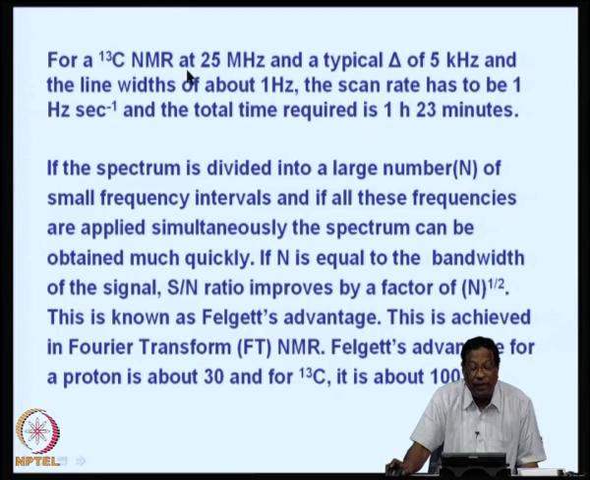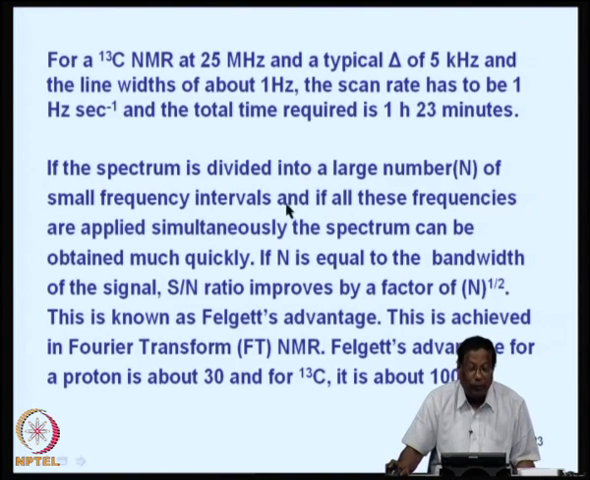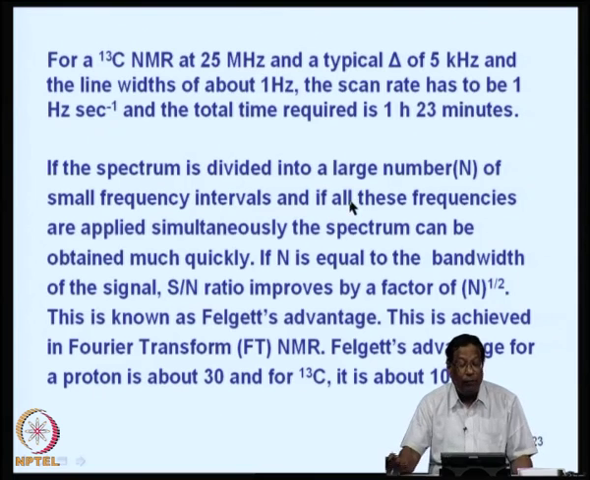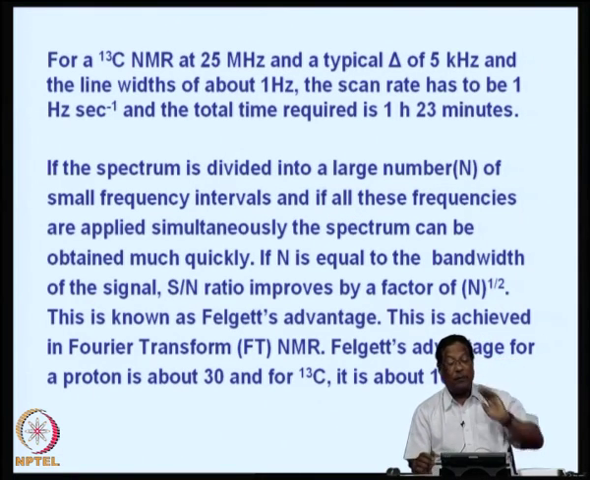And for a 13C NMR at 25 megahertz, a typical delta of 5 kilohertz and a line width of about 1 hertz, the scan rate has to be 1 hertz per second, and the total time required would be 1 hour 23 minutes. If the spectrum is divided into a number of small frequency intervals, and all these frequencies are applied simultaneously, the spectrum can be obtained much more quickly.